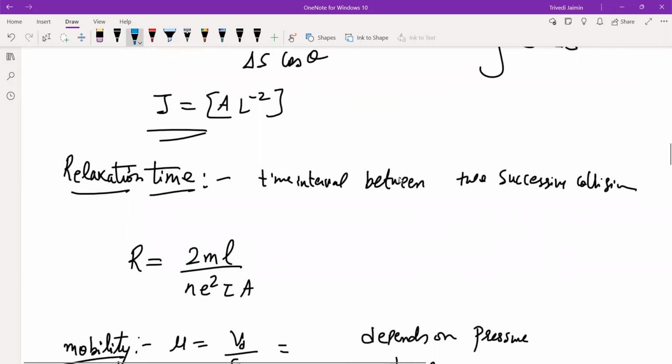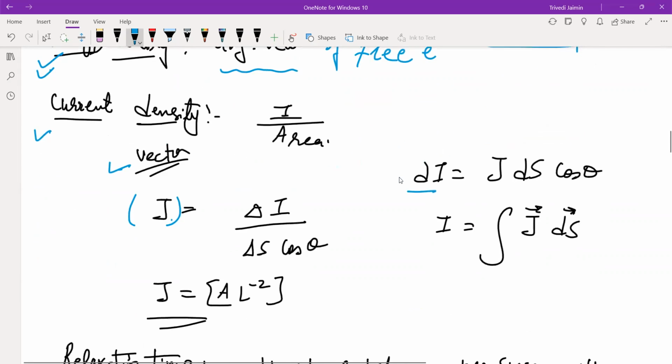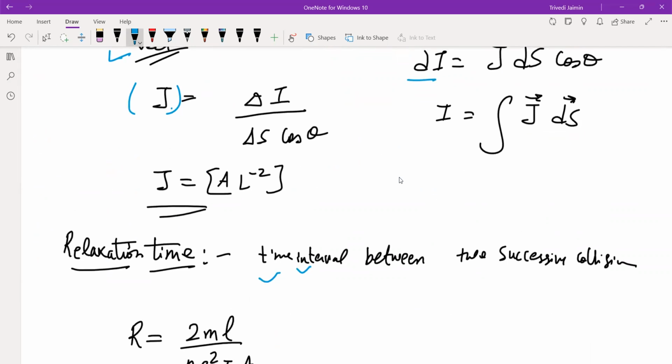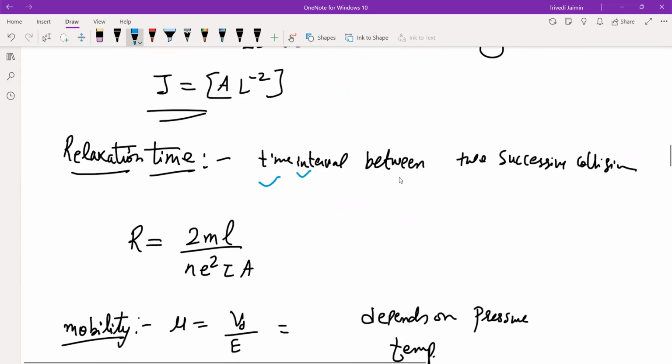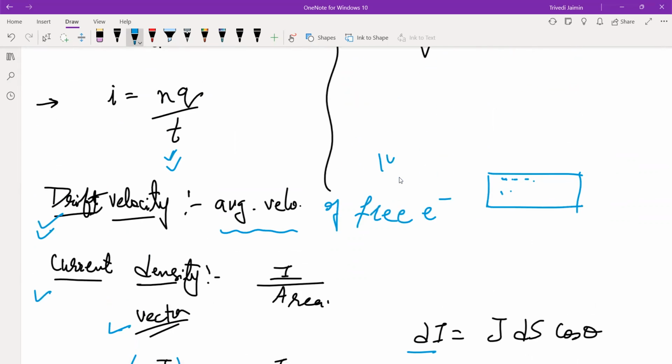Now relaxation time. It is the time interval between two collisions. Just now we saw free electrons, which I was drawing as randomly moving. As they are moving, they will collide with each other. This first one will collide with another one. So the time interval between two successive collisions is called relaxation time. And for small conductors, drift velocity will be about 10 to the power minus 4 meter per second.